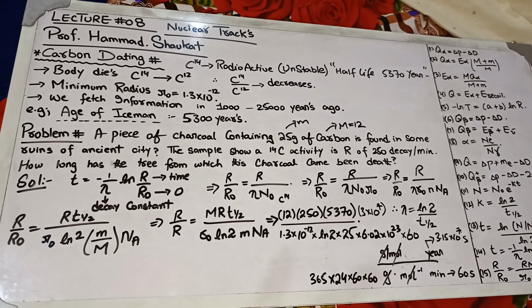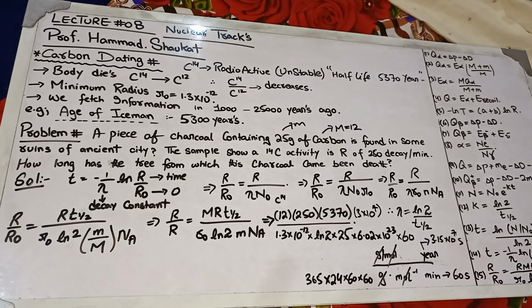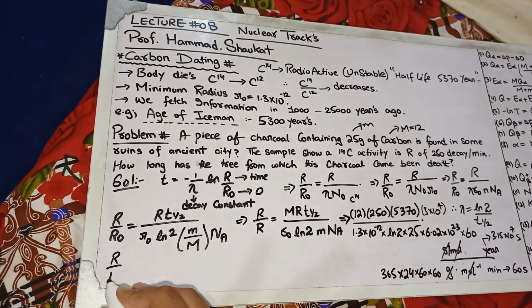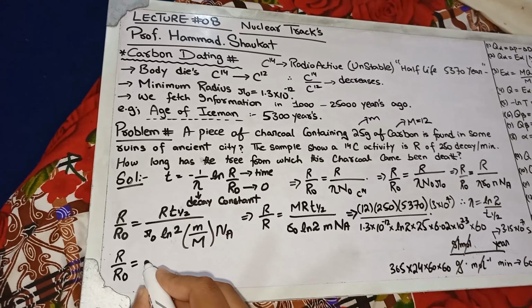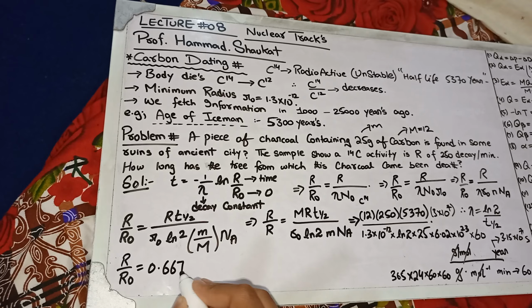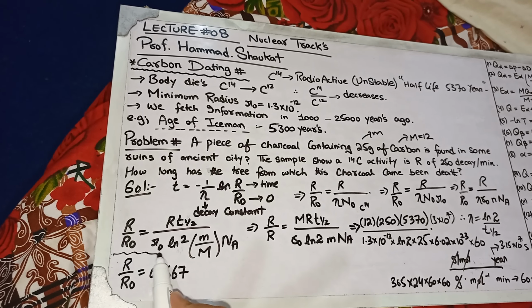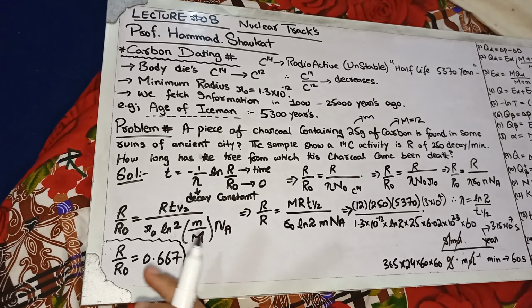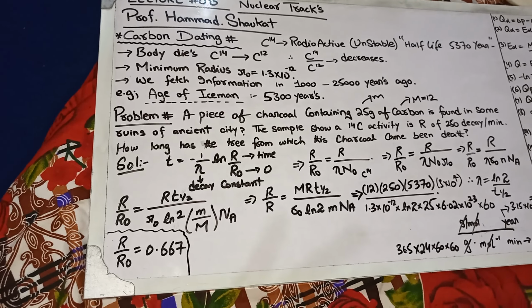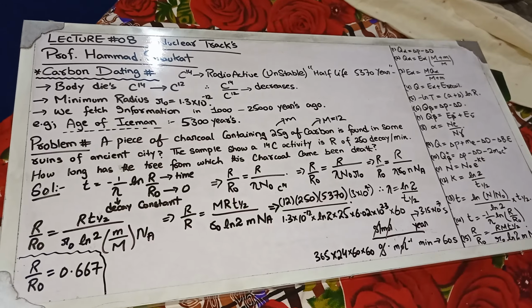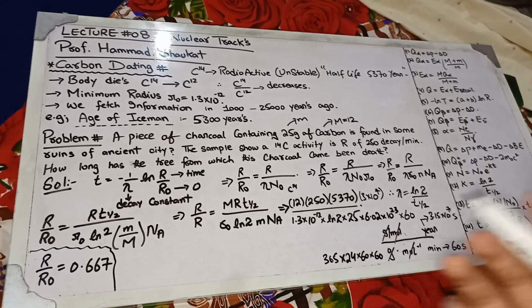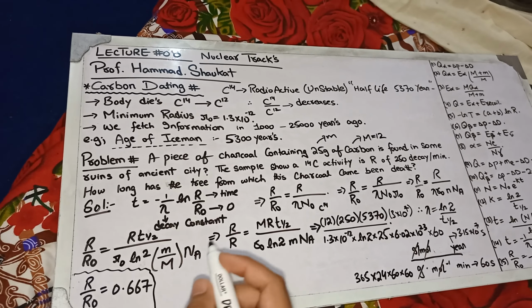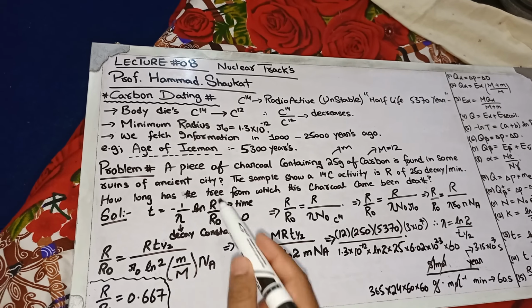After calculating, you will get your answer, and the ratio r divided by r naught is basically equal to 0.667. There is no unit of this ratio, because r and r naught have the same units. We have to find the time period it takes to decay. So we know this is the formula. Now you have to put the ratio here.